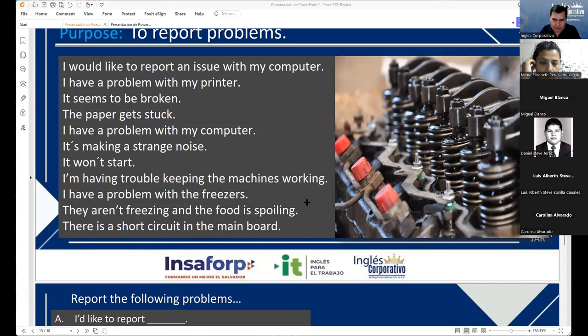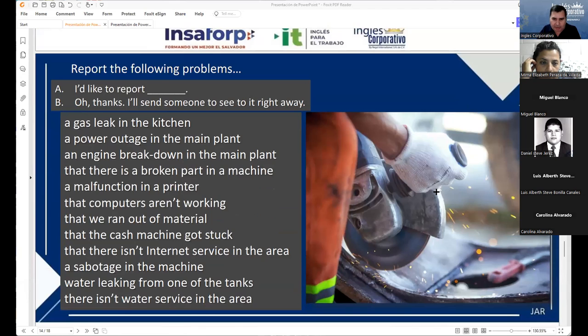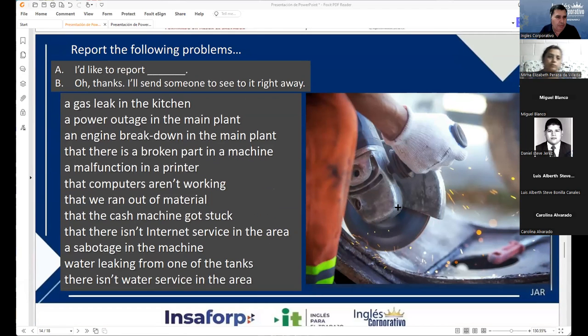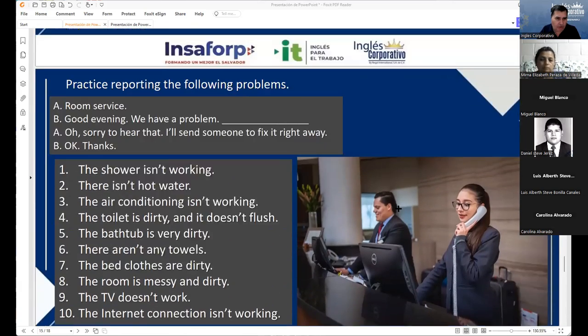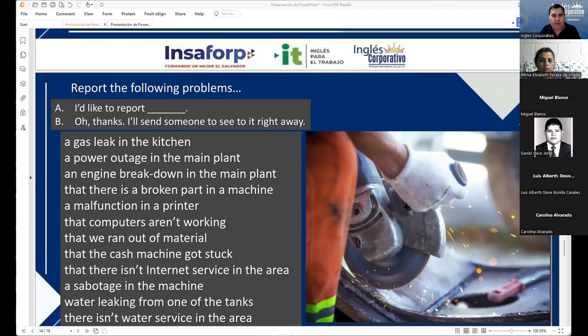Okie dokie. Now we're going to practice with this. We're going to be doing this one and this one. Only these two for the moment. But I will explain what we have to do. Report the following problems. I'd like to report a gas leak in the kitchen. Oh, thanks. I'll send someone to see to it right away. Enviaré a alguien a que lo arregle inmediatamente.